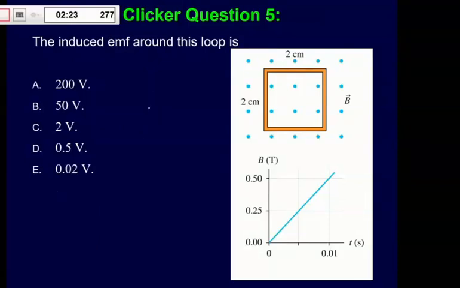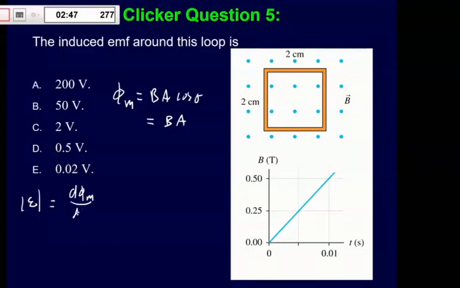Okay, so let's, again, talk about this. Our magnetic flux here is B A cosine of theta. So again, we're going to make our area vector pointing out so that the angle between the area vector and the magnetic field is 0. And so we get B times A for our magnetic flux. And so I'm trying to find my EMF, which is the derivative of this with respect to time. And so in this case, it would be d/dt of B times area.